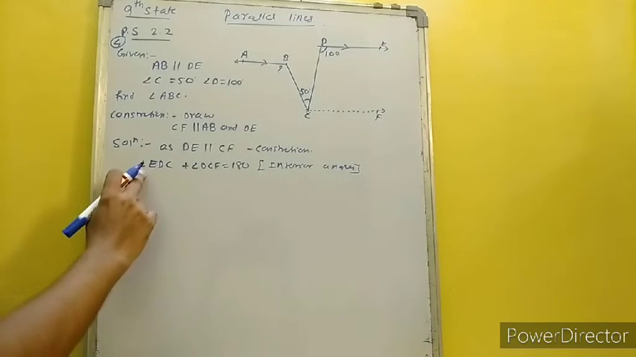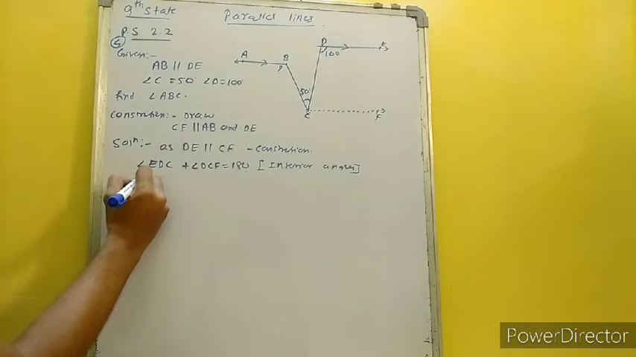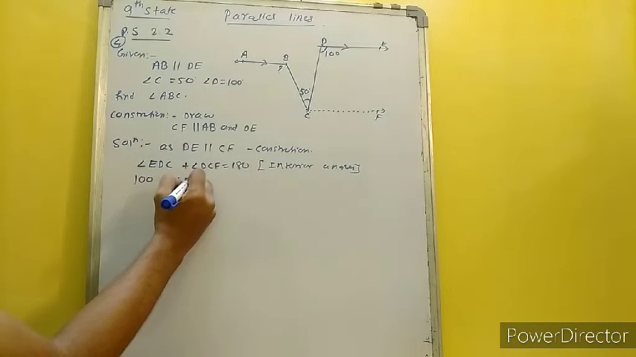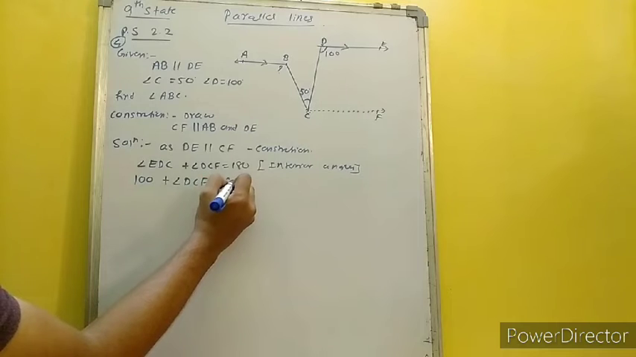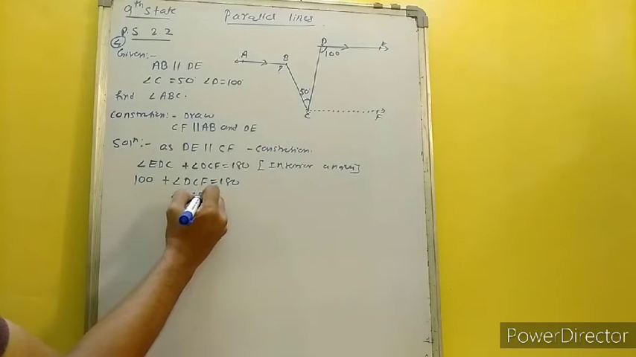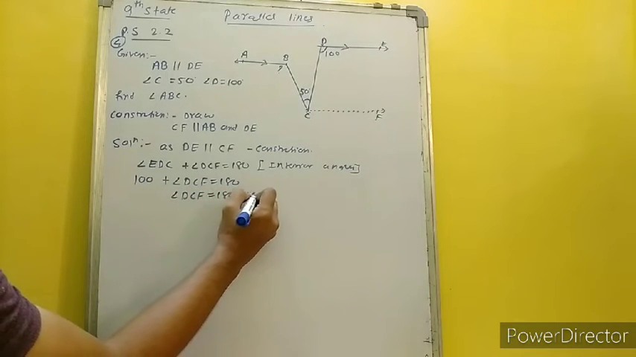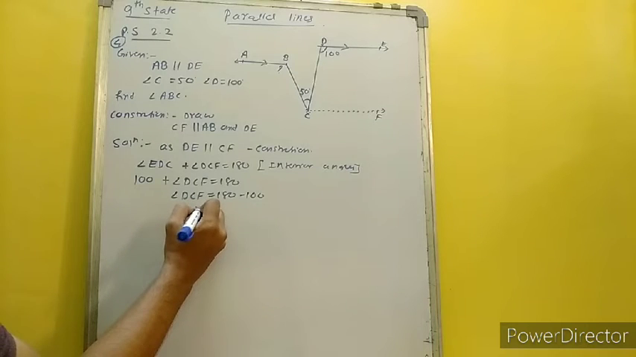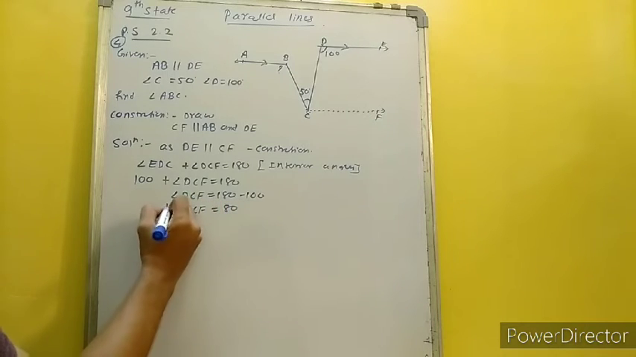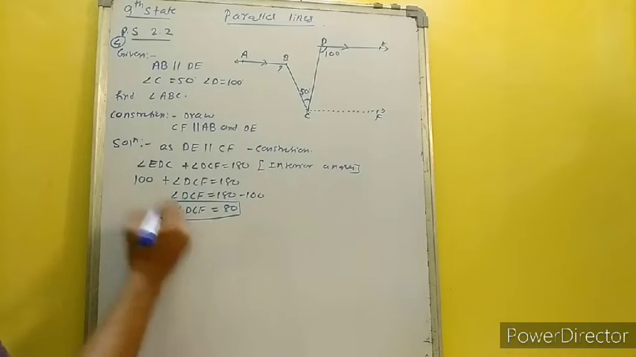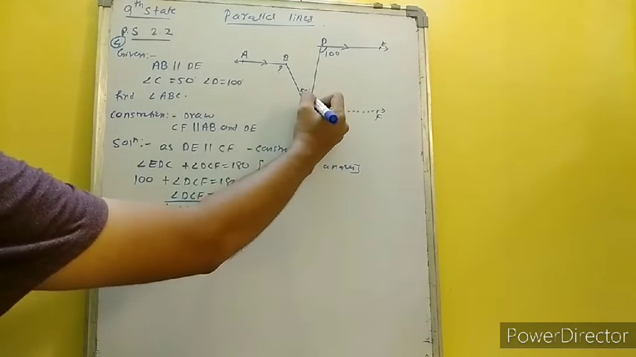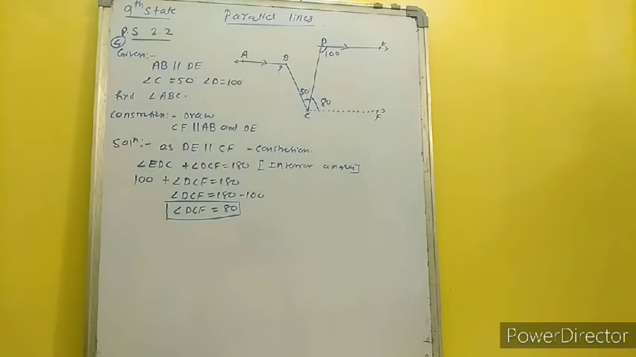Now we know that EDC is 100, plus DCF is 180. Therefore DCF is equal to 180 minus 100. DCF is equal to 80. Okay, the measure of this angle is 80.